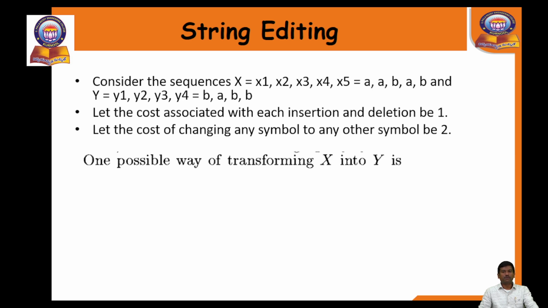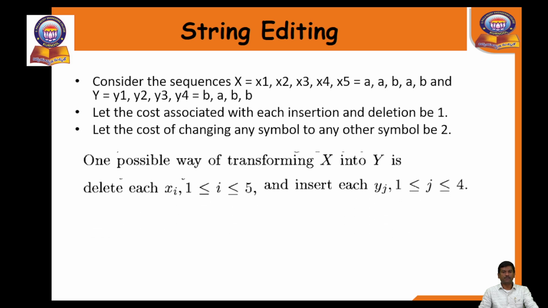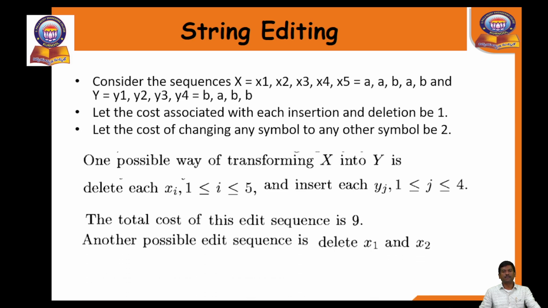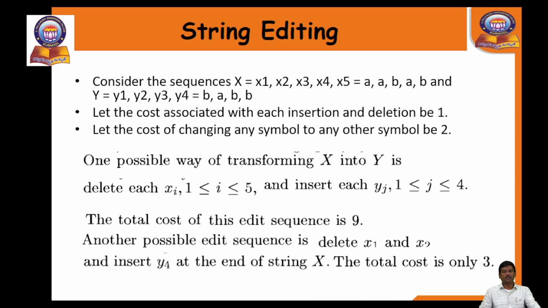And one possible way of transforming x into y is to delete each xi, the same thing which I explained in the previous part. That is, delete xi and then insert yj, and so on. And in this case, the cost associated with these edit operations is equal to 9. Similarly, the other possibility is to delete x1 and x2. What do x1 and x2 indicate? That is A.